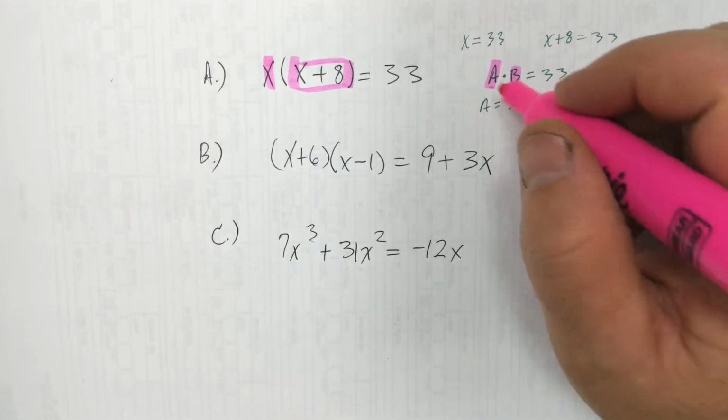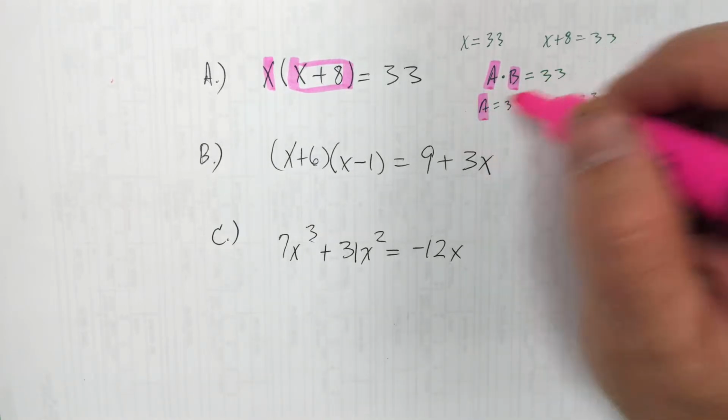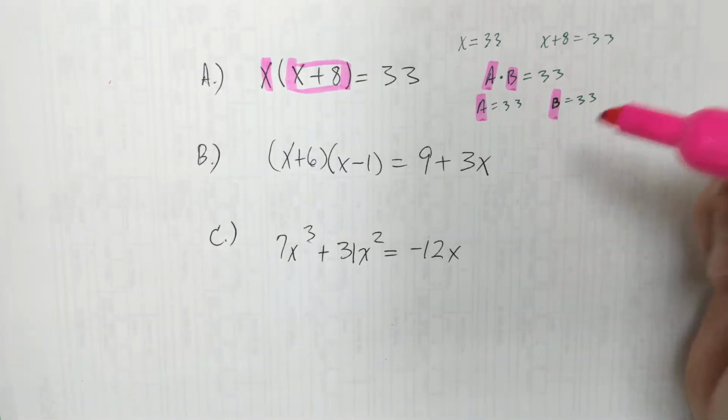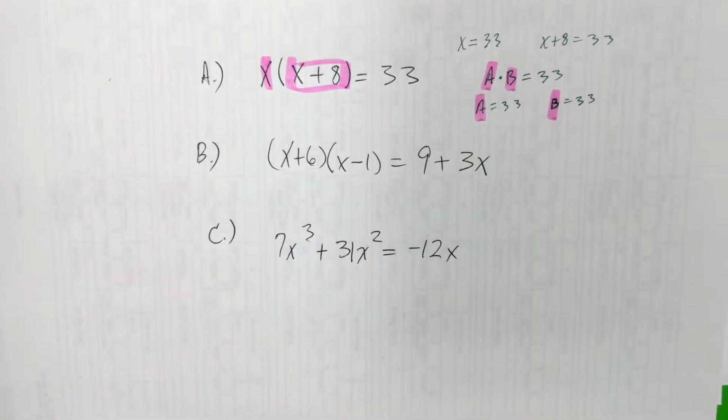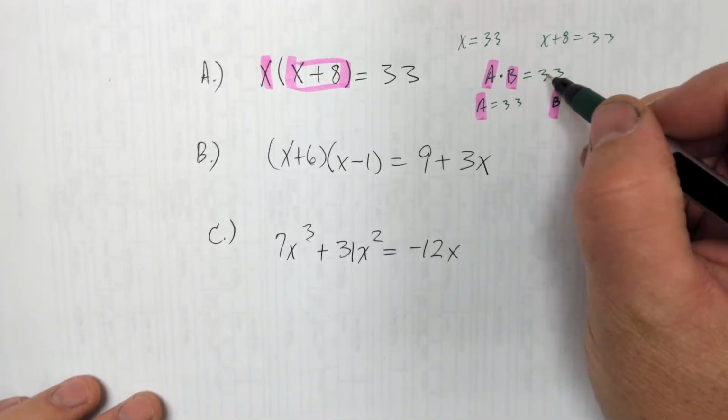But what's not true is you can't say that therefore either a equals 33 or b has to equal 33. That wouldn't be true, because they could be anything. They could be all kinds of stuff. That right here would only work if this was equal to 0.